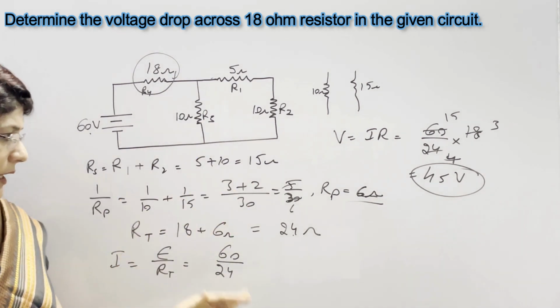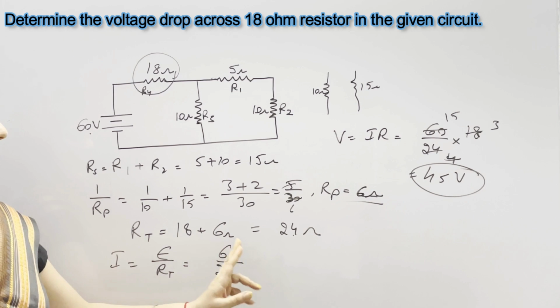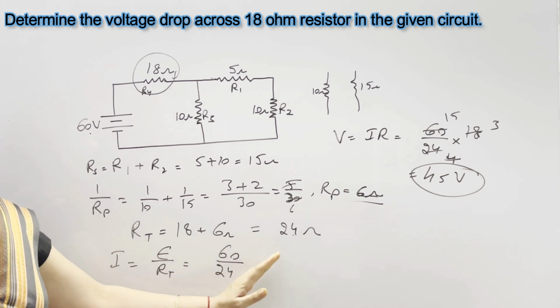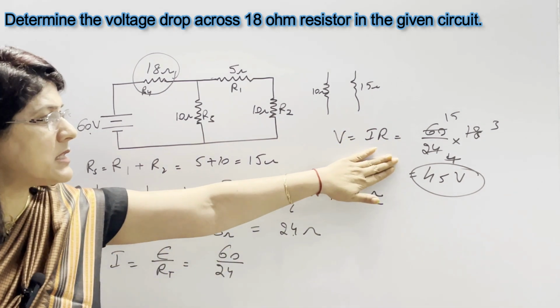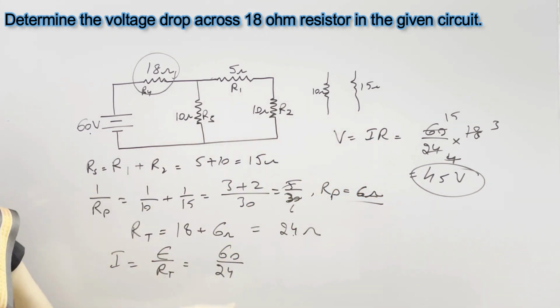If they are asking the current in the circuit, then we need to calculate this in decimals. But if they are asking only for the final answer, then we need not calculate in decimals and waste our time at this step at least.